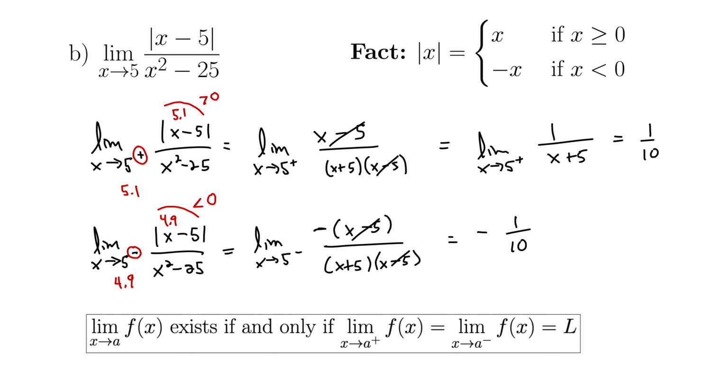Okay, well at this point we need to remember this fact about limits, which is that a limit exists if and only if both the one-sided limits equal the same thing. Well, in our case, they don't equal each other. Negative 1/10 does not equal 1/10. There's only one thing to conclude, that this limit does not exist. And that's our answer, which we often abbreviate as DNE.